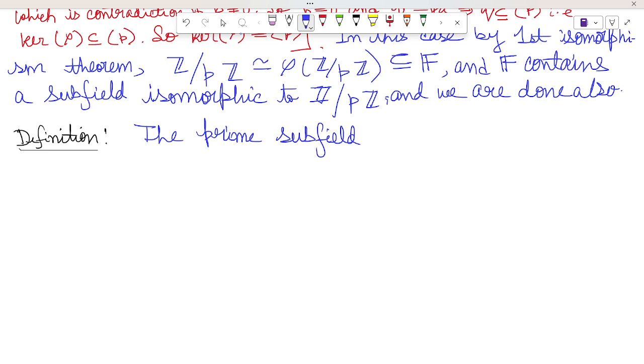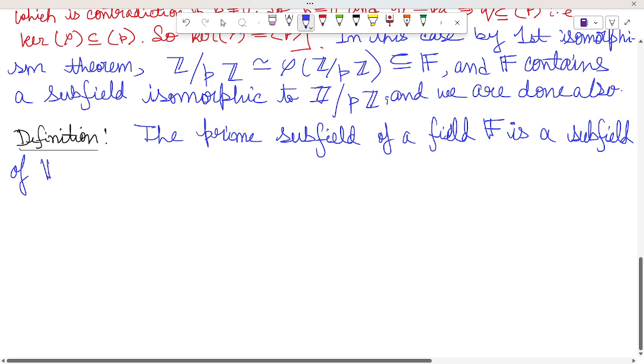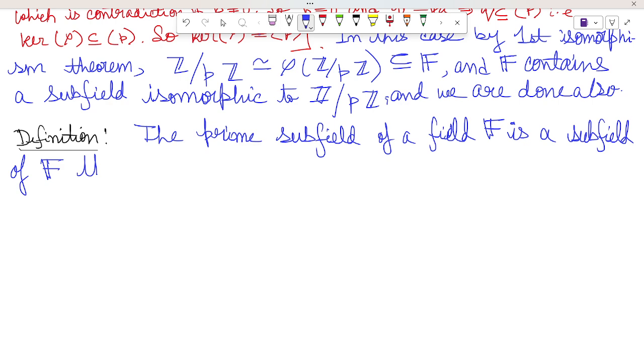The prime subfield of a field F is a subfield of F that is generated by the multiplicative unity, that is, generated by 1_F. Okay. That is generated by 1_F.